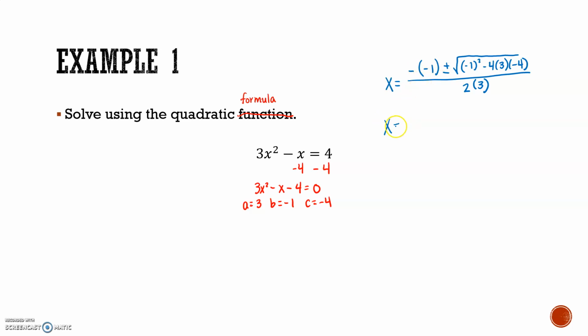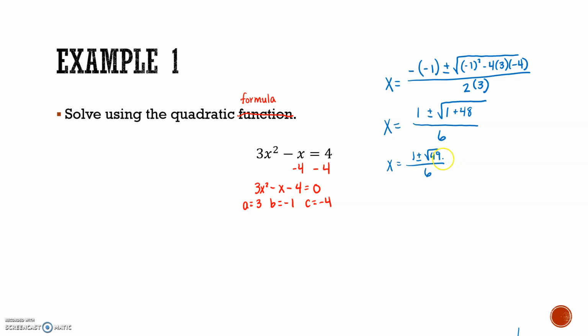First of all, -1 would just mean 1. Now, under the square root, I'm going to have -1 squared, which is a positive 1. And then what a lot of people forget is that this negative right here goes with the 4. So I'm going to do -4 times 3, which is -12. -12 times -4, which is positive 48. And then that all goes over 2 times 3, which is 6. So I've got x equals 1 plus or minus square root of 49 over 6.